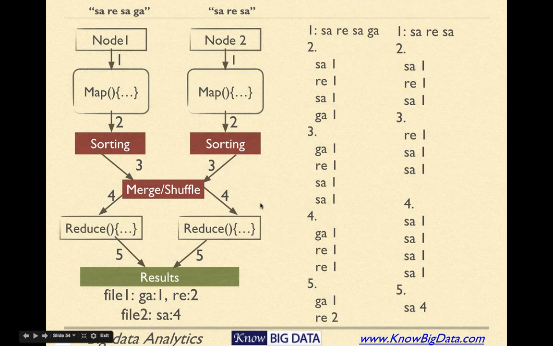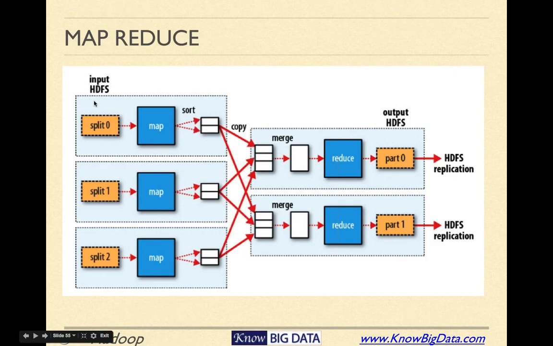Now I'll try to represent the same thing using a different diagram. Now you have this input HDFS file having 3 blocks: 1, 2, and 3. Each block is being passed through your map function, giving out the key and the value, key and the value. And then the sorting is happening on each node parallelly. Everywhere the sorting is happening on the output of our map function.